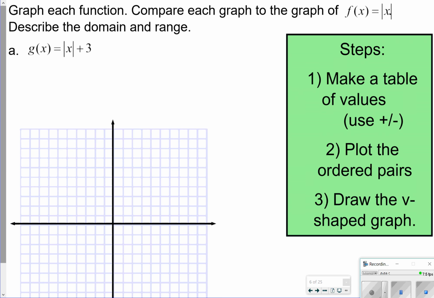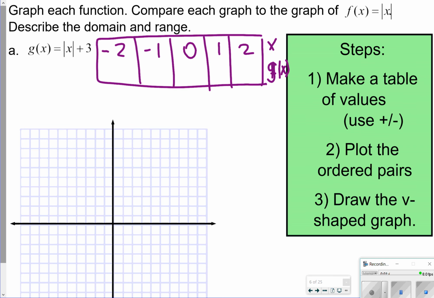The next thing we're going to do is actually graph an absolute value equation. It says graph each function and compare each graph to the graph of the parent function, f of x is equal to the absolute value of x. Describe the domain and the range. So all you need to do, and it's very simple, you're going to make a table of values using positives and negatives, plot the ordered pairs, and then draw the V-shaped graph.